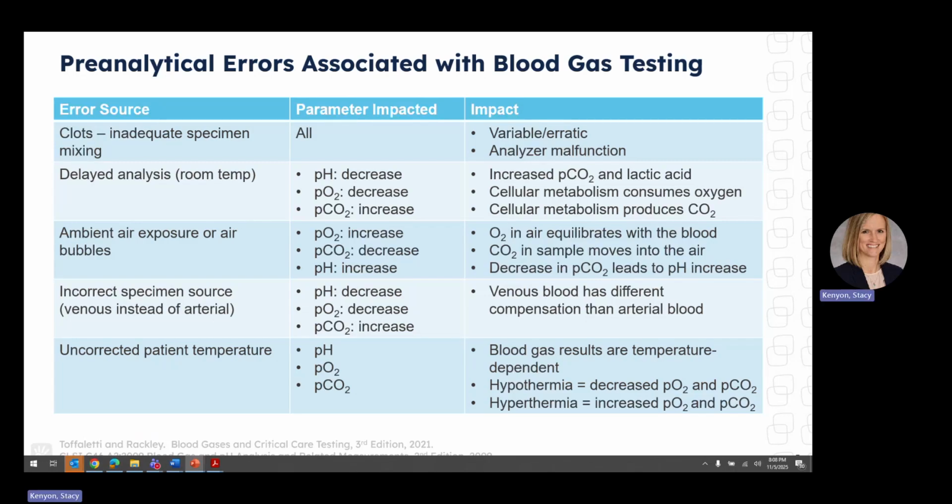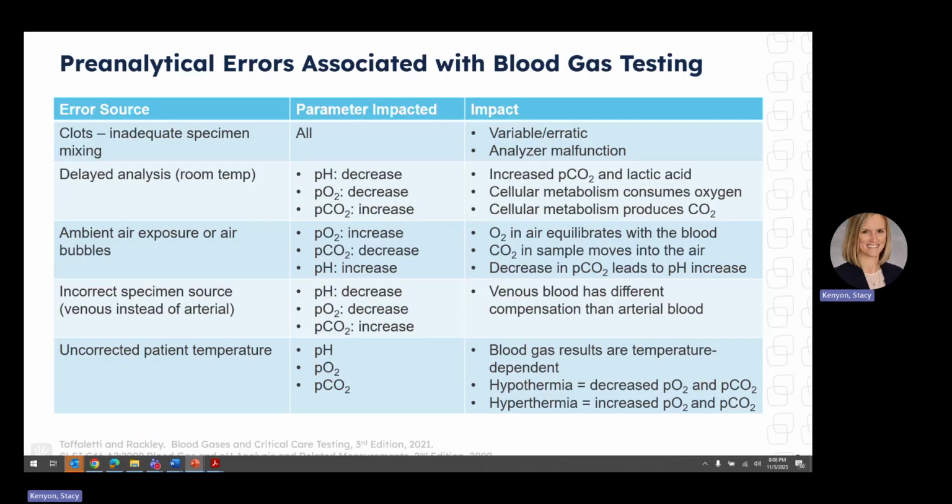The first source of error would be inadequate mixing of the specimen, which leads to clots, and we can either have microclots or clots that are large enough to see. Ultimately, clots lead to non-uniform distribution of cells and anticoagulant, which can lead to inconsistent or erroneous readings and really impact all parameters. If clots are large and introduced into the analyzer, they can also clog the fluidics and cause analyzer malfunction. To prevent this, just ensure that samples are mixed thoroughly after collection and immediately before measuring if there's any type of delay.